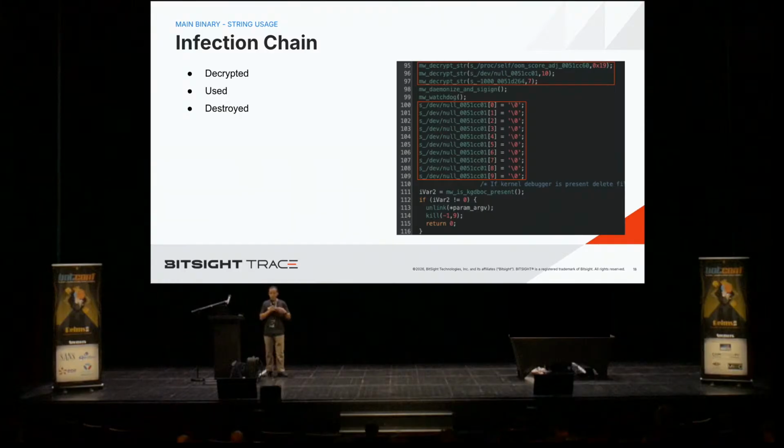Regarding the string usage, what's interesting is that, like other malware, they decrypt the strings, they use them, and then they null the strings in memory. So basically here they're decrypting a couple of strings, and using them on line 98. This function, daemonize and sigignore, basically creates a new process, redirects stdin, stdout, and stderr to null, and sets a bunch of calls to ignore multiple signals to the process. Nothing very interesting in itself. You can also see below, in line 111, they also check if a kernel debugger is present.